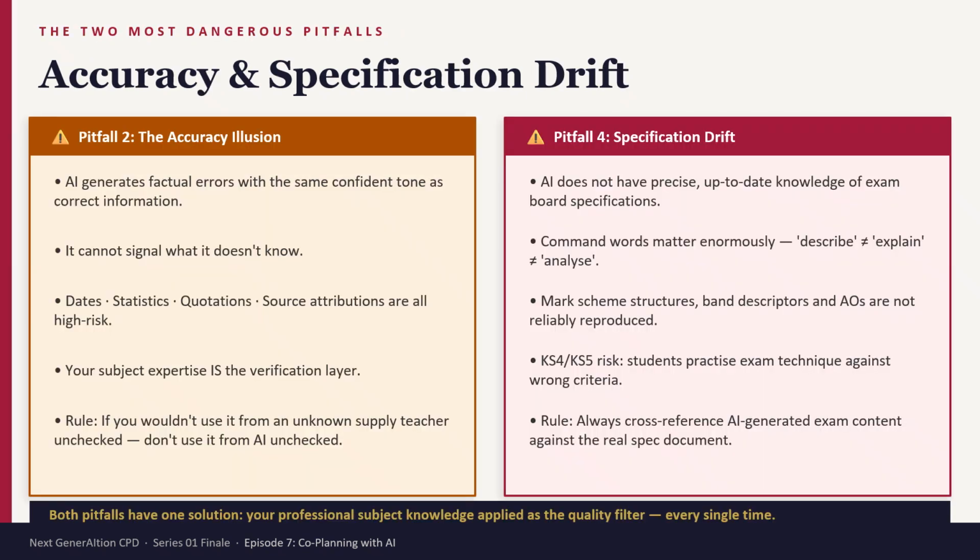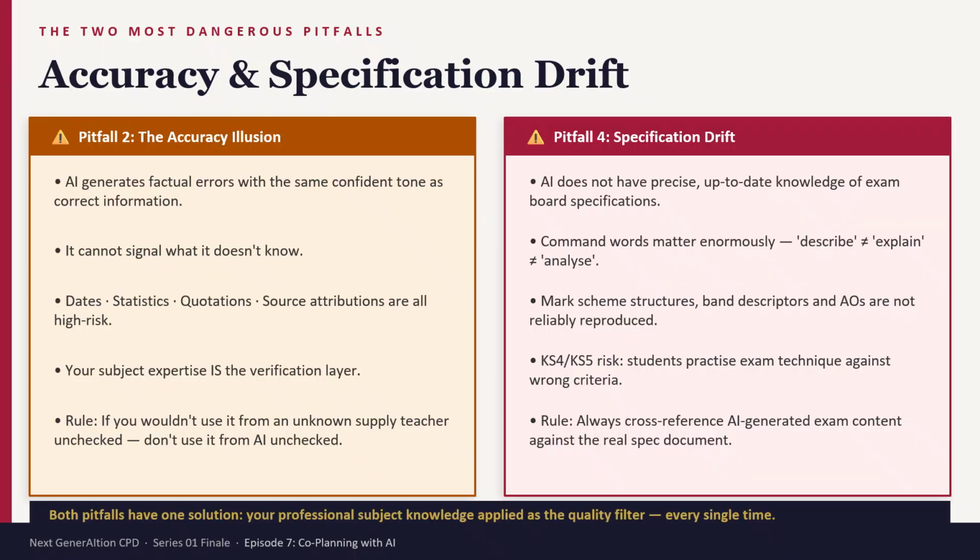So let me distill everything so far in this series into 7 principles for AI co-planning. These are your professional code for using AI in planning in a way you can stand behind. Principle 1, you are always the curriculum expert. AI knows about your subject, but it does not know your curriculum, and those are different things. Your sequencing decision, specification priorities, and school's curriculum intent belong to you.